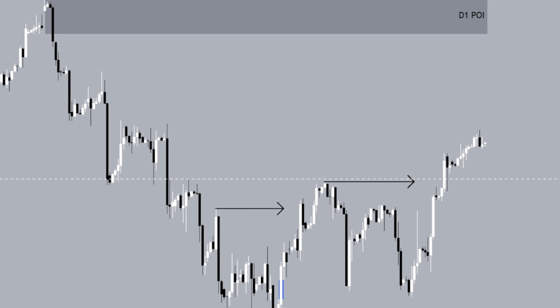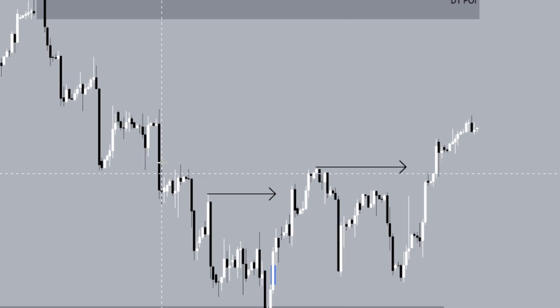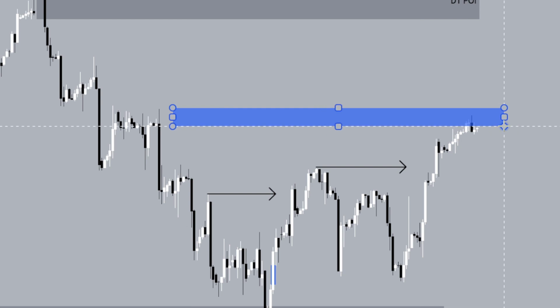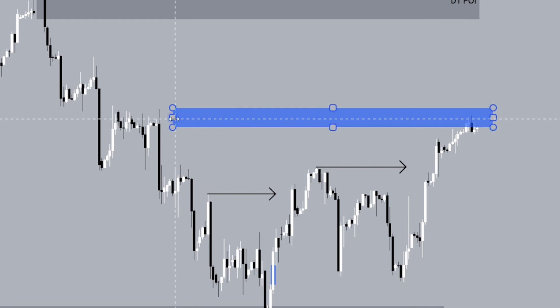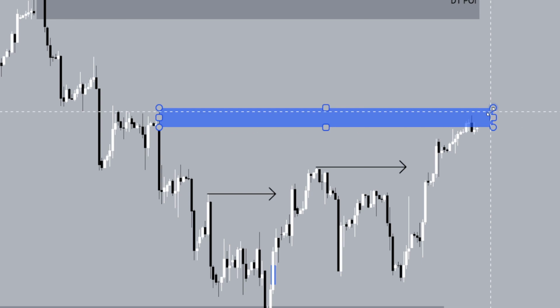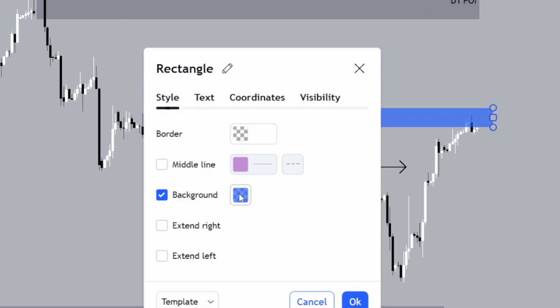But again, what do we have over here? We have 4-hour POIs as well, right? We have 4-hour supply zones over here. So we're currently reacting off one now. I don't think this POI is going to hold, time of recording 8th of May, 2024.